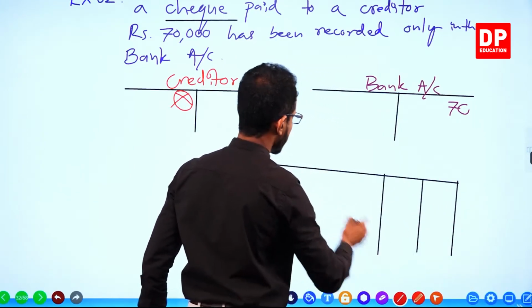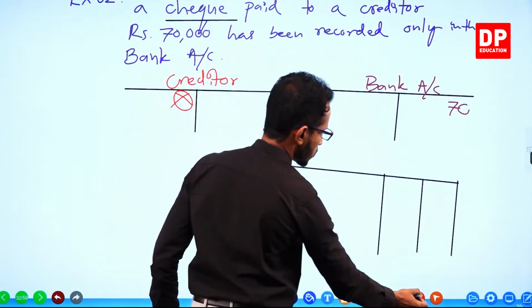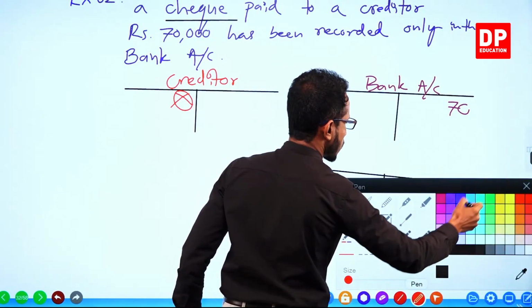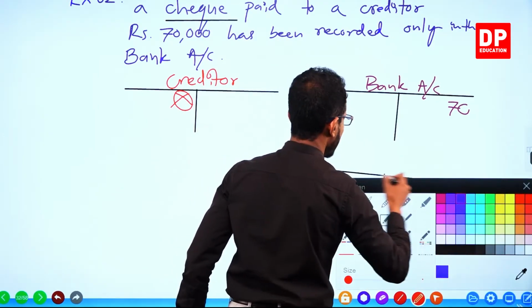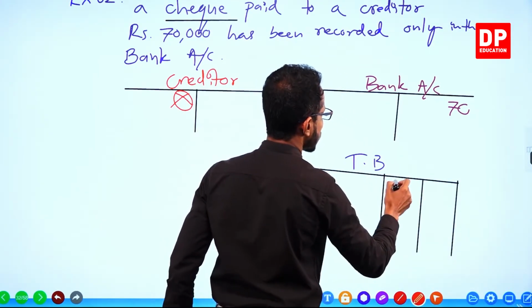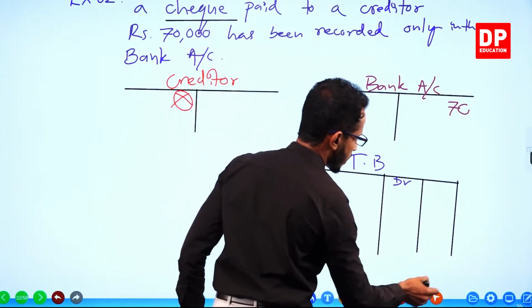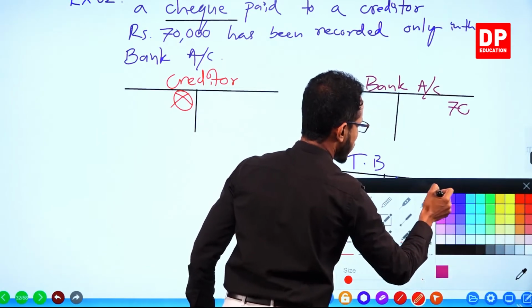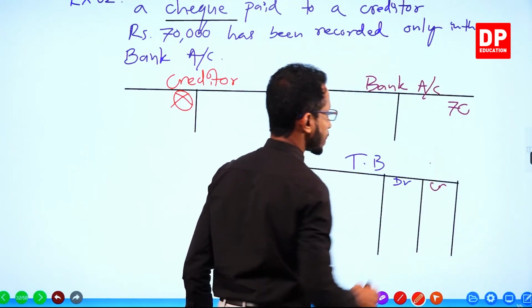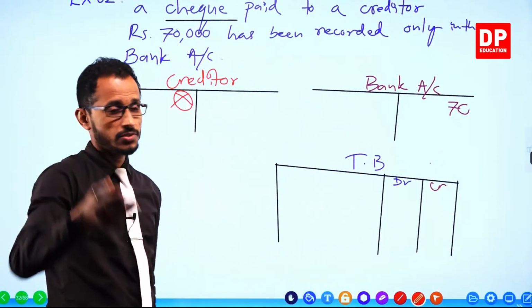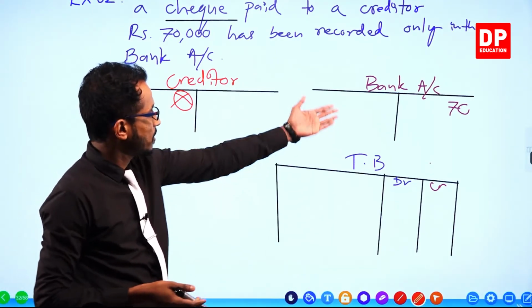In the trial balance, there will be a shortage. Where will the shortage be in the trial balance? Will the shortage be on the debit side, or on the credit side? I'm asking you about the shortage, children. The shortage will be on the debit side.